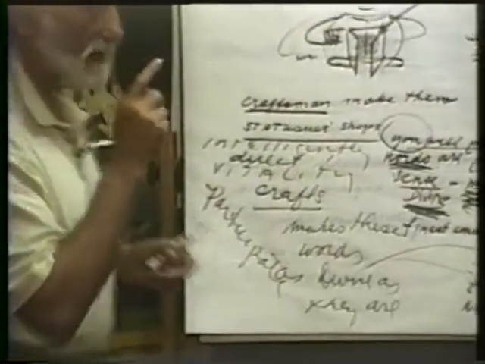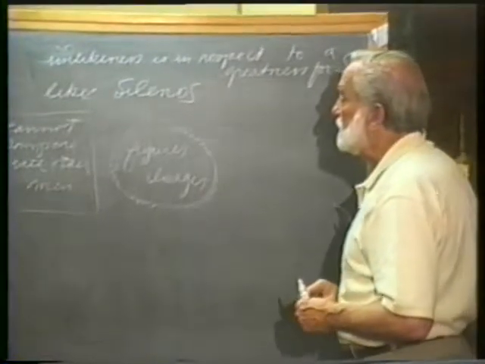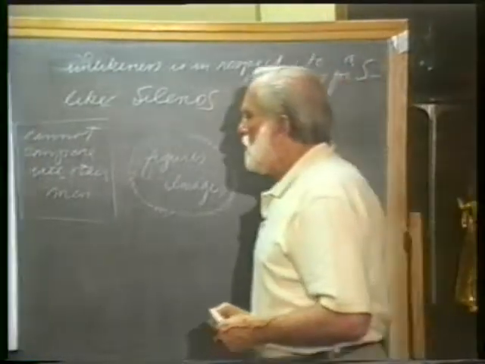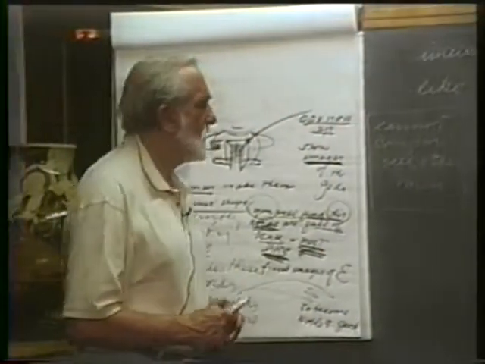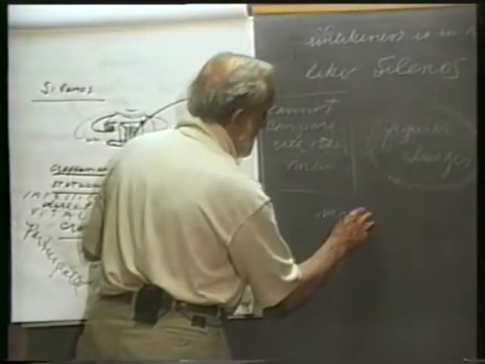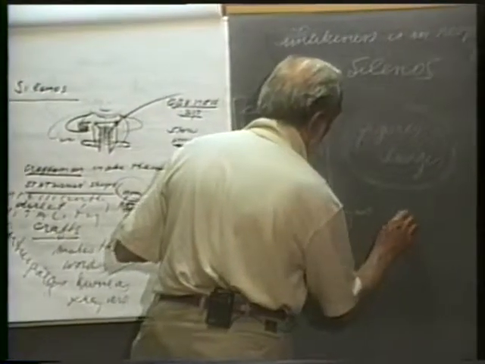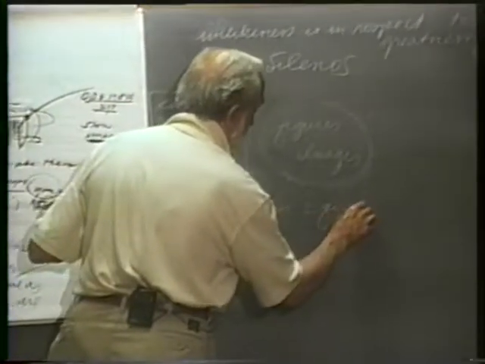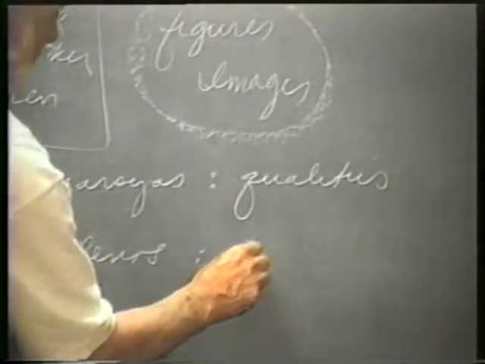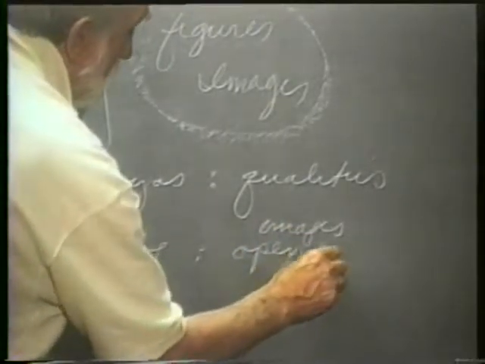Again, in both cases then, the Marsyas and the Silenus, in being compared, are the weaker, not the stronger. Well, what do we do with this? In other words, what we're finding, curiously enough, we can say, Marsyas is to those qualities we mentioned a moment ago, the Silenus is to the images when the figure is opened up.